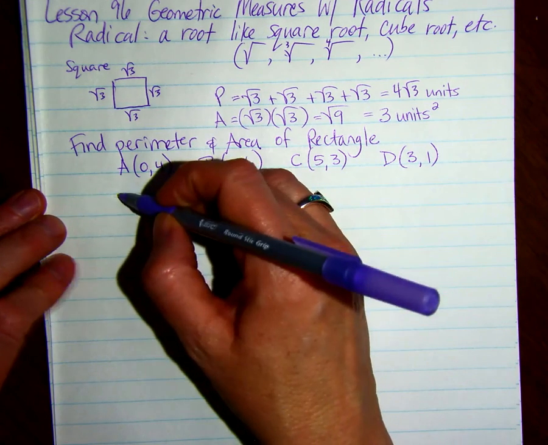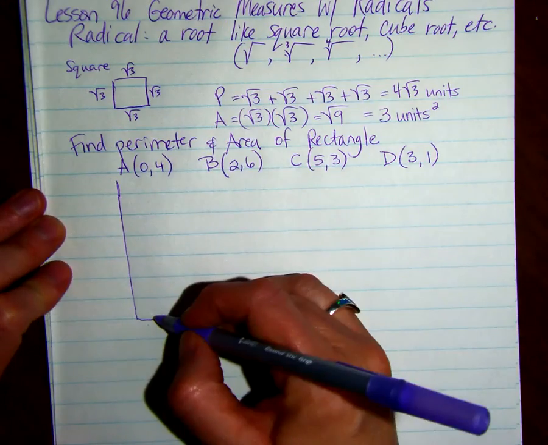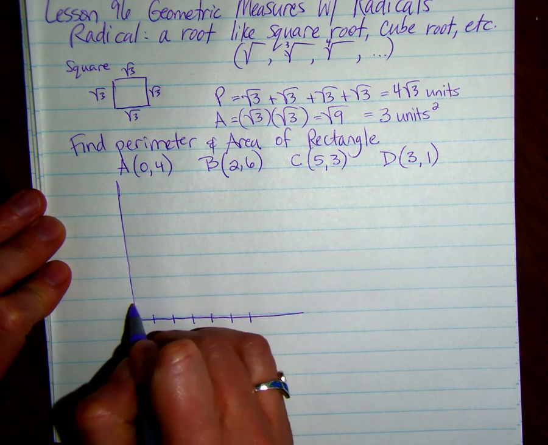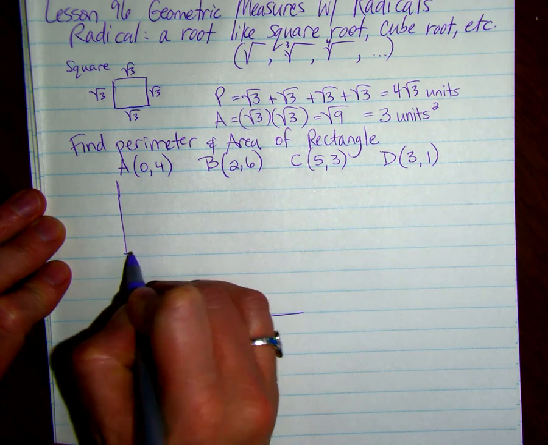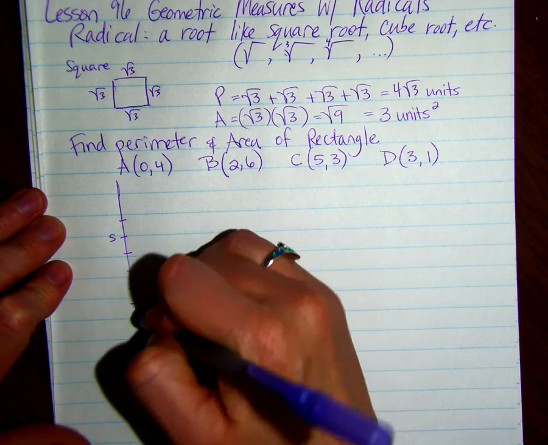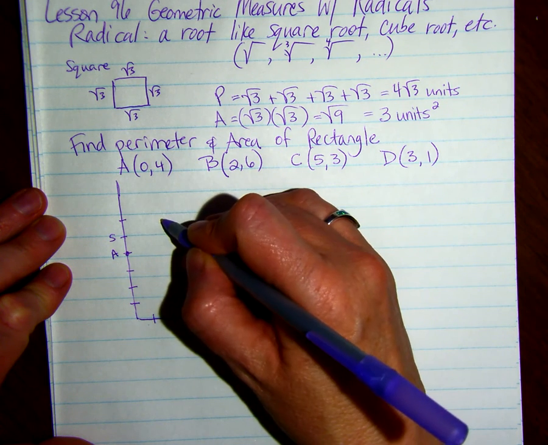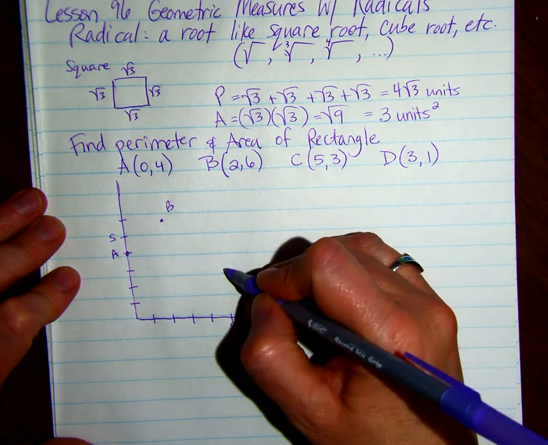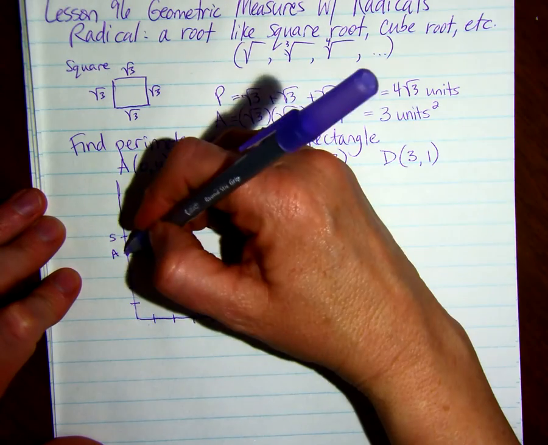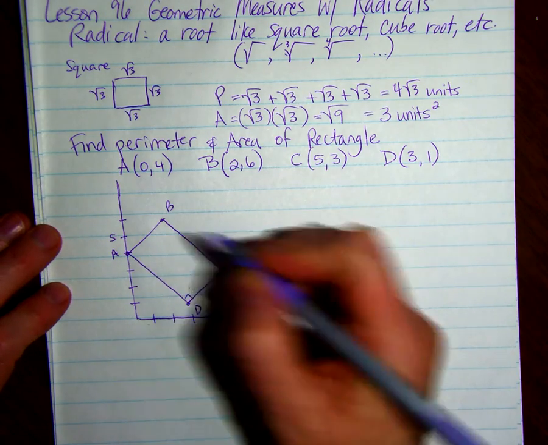So we're going to graph. So 0, 4, so we go over 0 and up 4, mark that A. 2, 6, mark that B. C is 5, 3, and 3, 1 is D. We're told that it's a rectangle, so we know that these are 90 degrees.